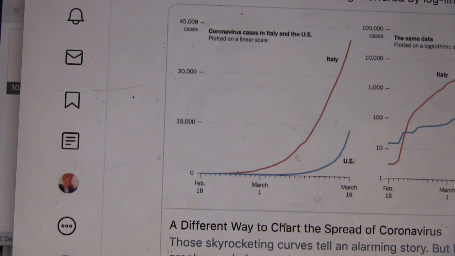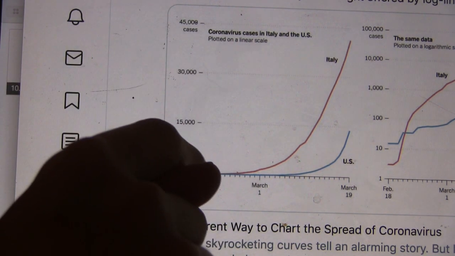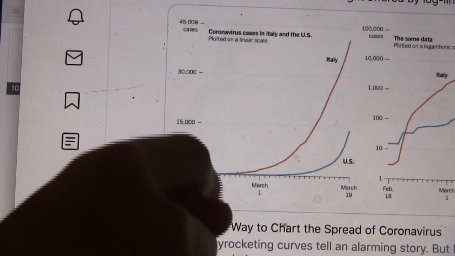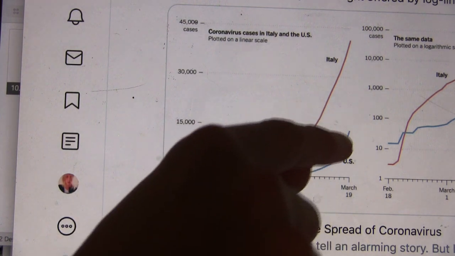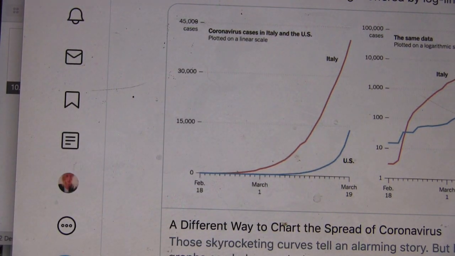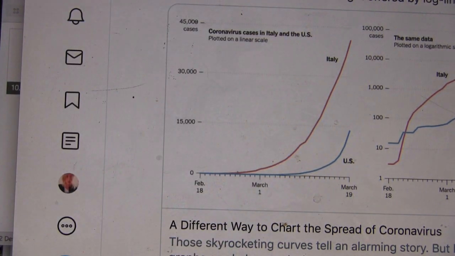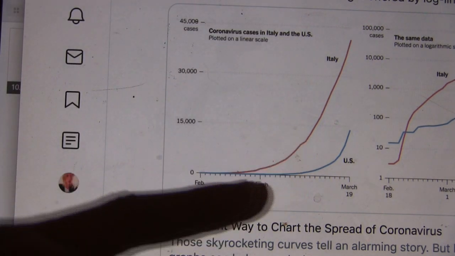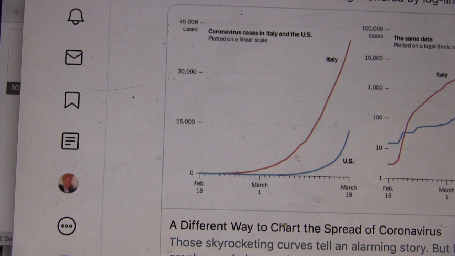It seems like the US and Italy sort of start in the same area. They start really close to zero. The US stays closer to zero for longer, and then it begins to go upward at the very end. Italy sort of curves up from the x-axis slowly, and then it starts to go up very fast, and the slope increases very quickly.